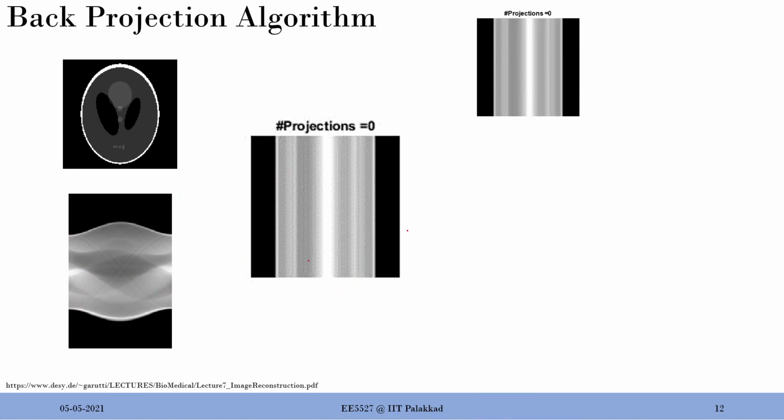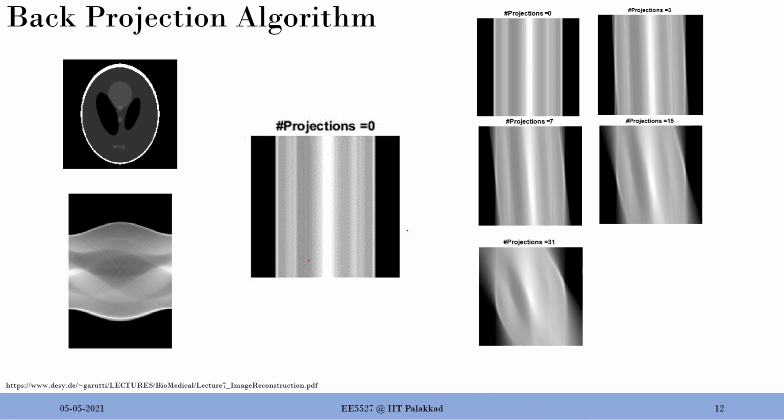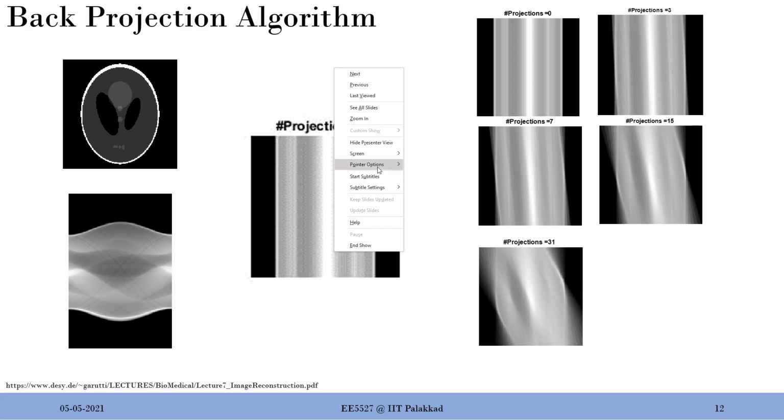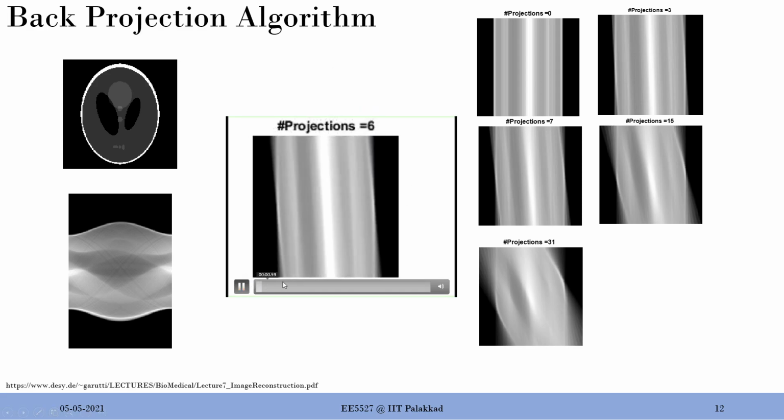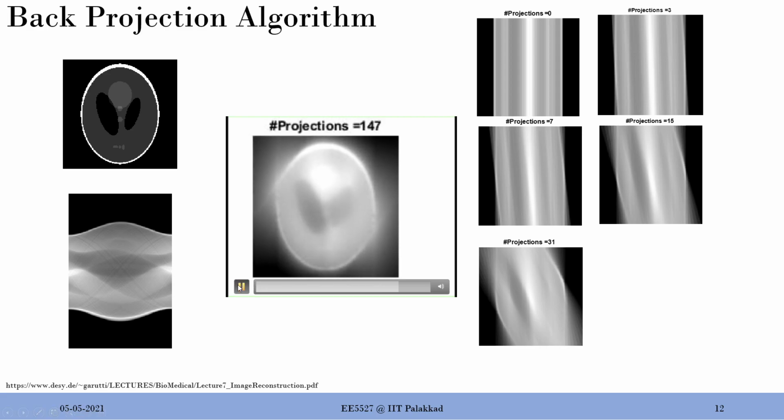Now you can see different projections. If I take 3 projections, that means 3 degrees, and add them together, you get this. With 7 degrees, you get this. So you are almost there, right? With 31, you are almost coming to this. Let me actually show you. You can see that as the number of projections increases, you're coming closer, and at this stage you're almost there, right?